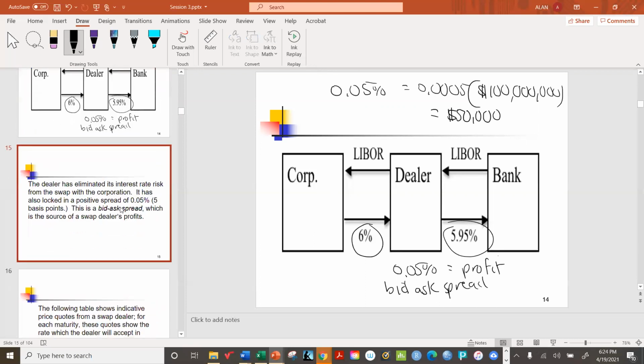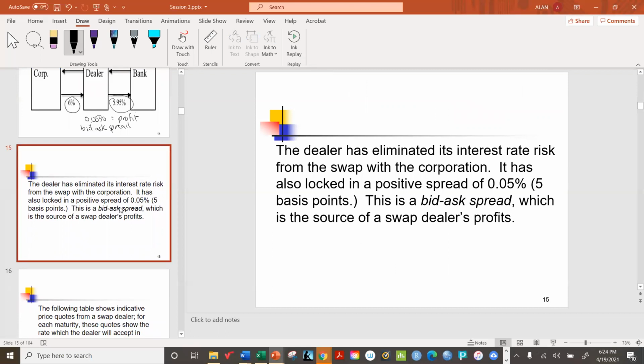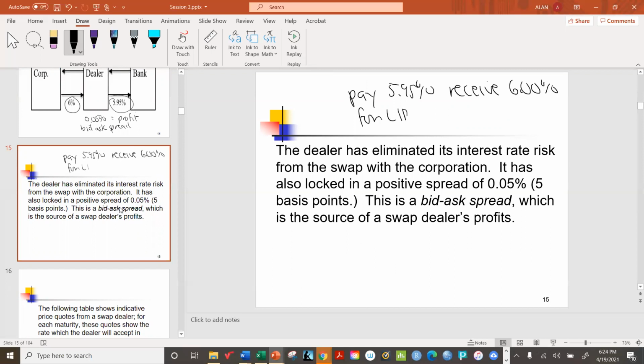All right, so of course what you're seeing here, the spread between the 6% and the 5.95 is what we call the bid-ask spread, because what the dealer is basically saying is that we will pay 5.95% and receive 6% for LIBOR. This would be the bid. It actually isn't a price, it's a bid rate, I guess. This is ask. And the spread between the two is the source of their profits.